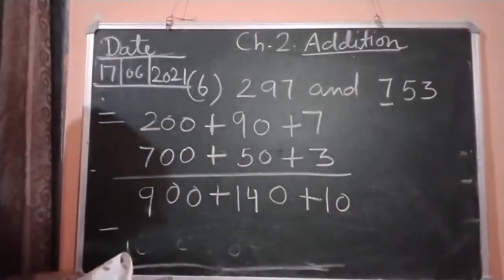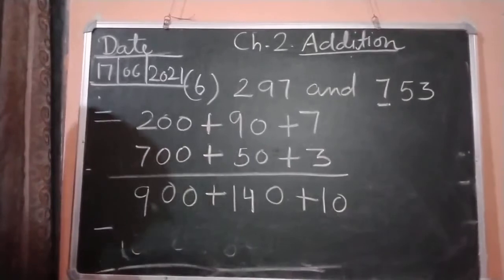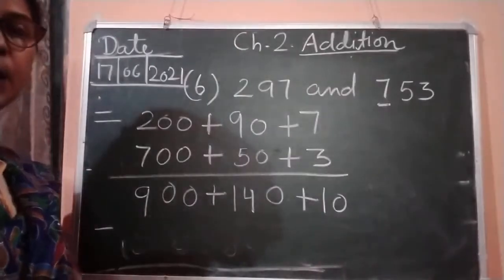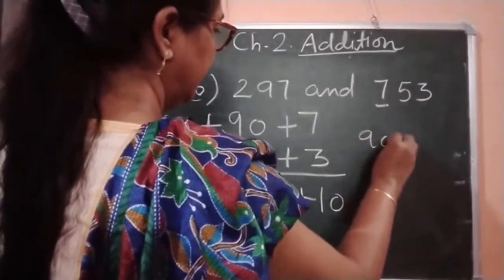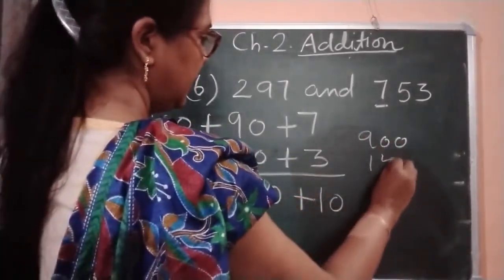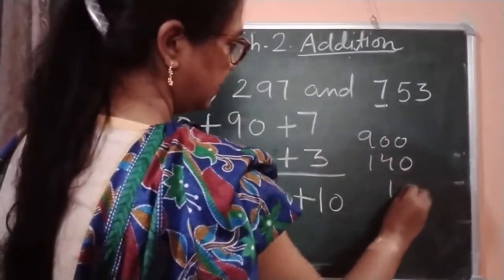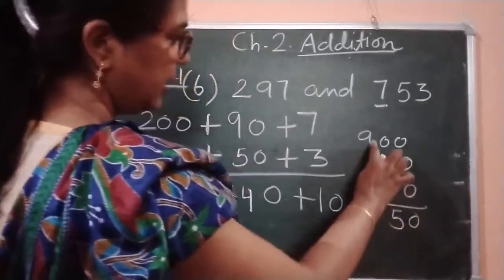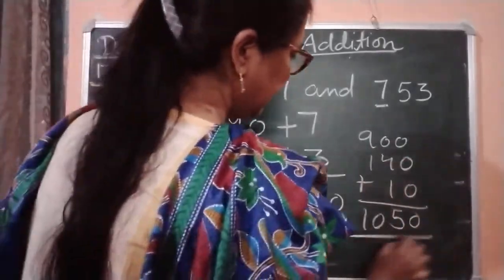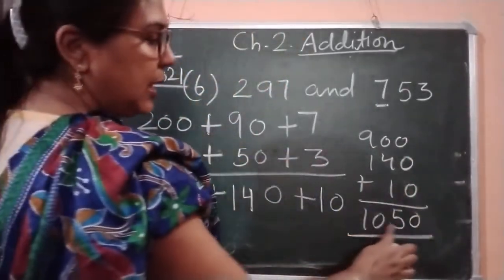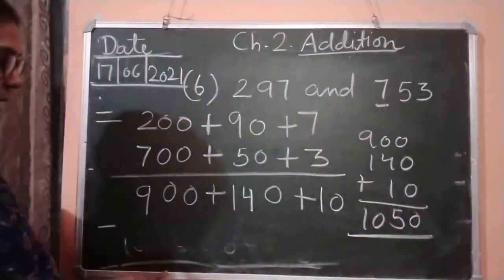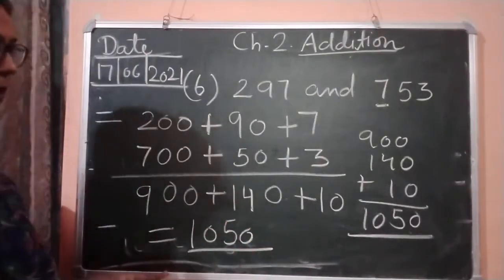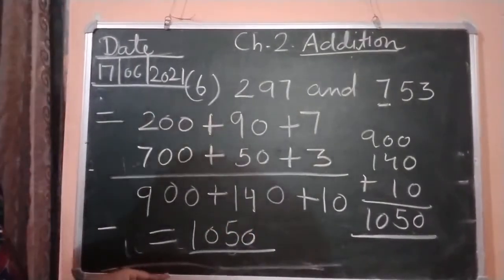So how can we write this? Now we will do 900, 140 plus 10. So here you can see 0, 0, 0, 4 and 5 is 9, 1, 10. So the answer we are getting is 1050. So this is the answer. Completed, children.